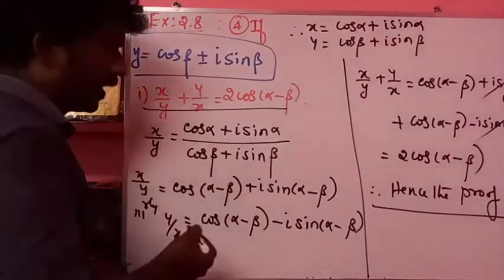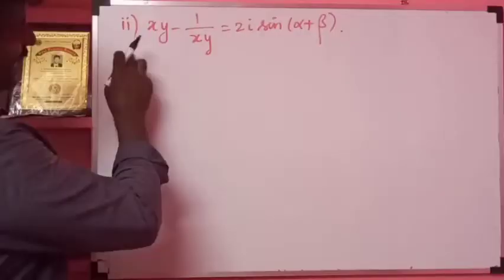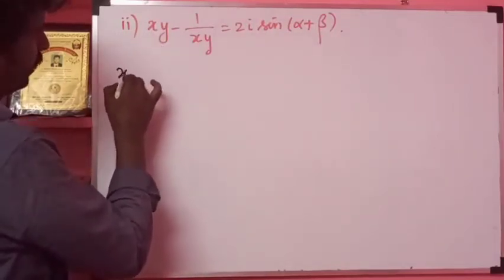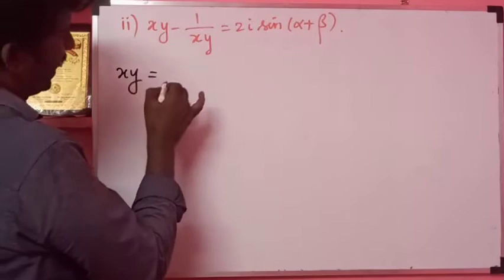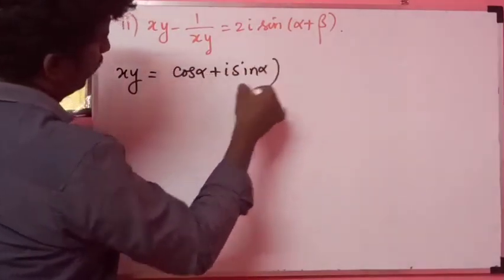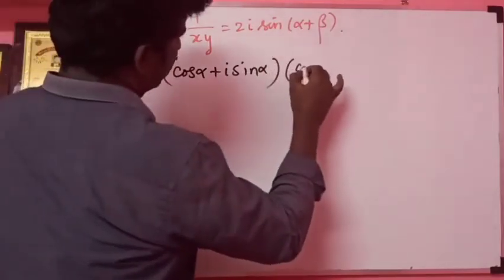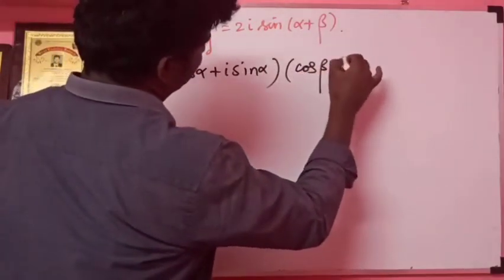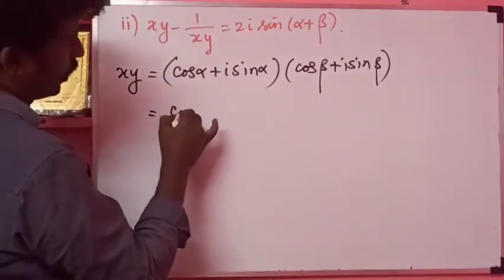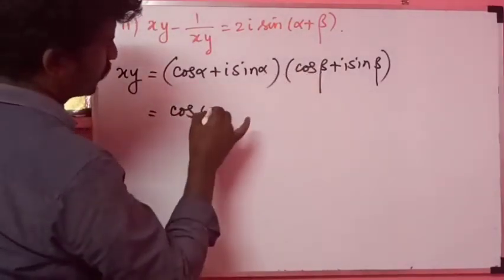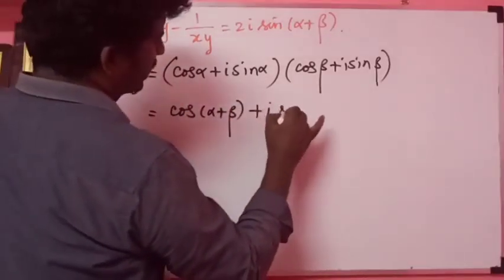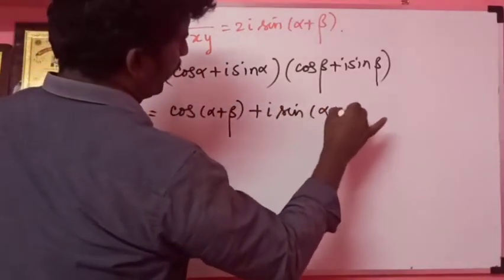Now let's look at the next point. So see the second point now, right. Now see, x into y is given, so the x into y is equal to what, x is the cos alpha plus i sin alpha into the y, what is that, cos beta plus i sin beta. So when we multiply, what will it be, the cos alpha plus beta, right, cos into alpha plus beta plus i sin the alpha plus beta, right.